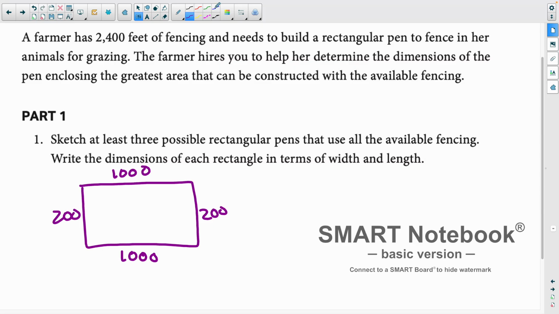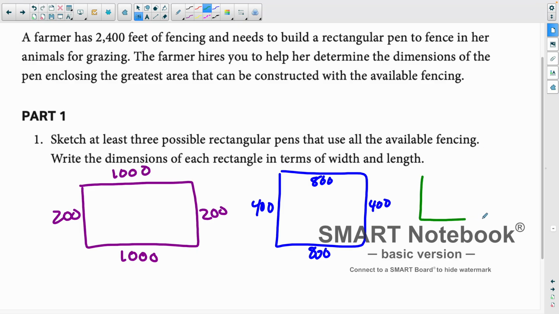All right. Somebody give me a different one. 800, 800, 400, 400. Okay. So I've got 800, 800, and 400, and 400. Okay. Somebody else. 1,100 and 100. All right. You must not like those animals too much. You're going to make them run a really long dog run thing. All right. Have that there.